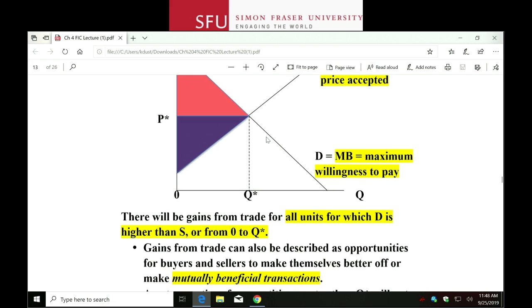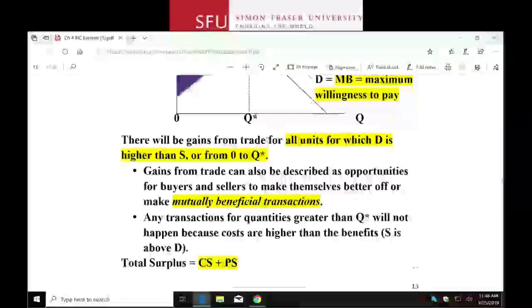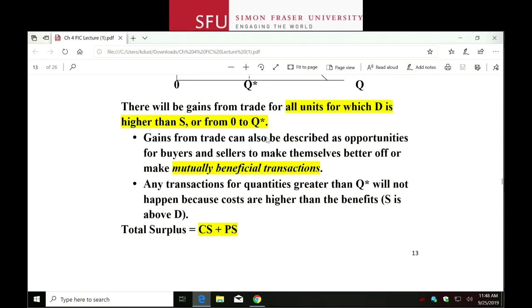Okay. Total surplus, I said already, is both of those areas combined. So consumer surplus and producer surplus.